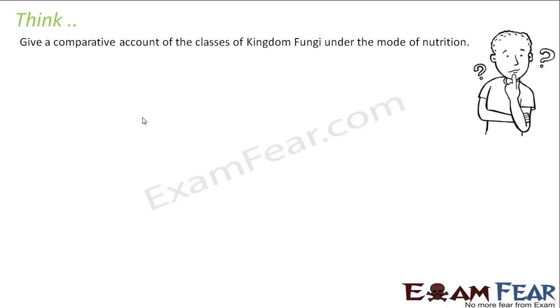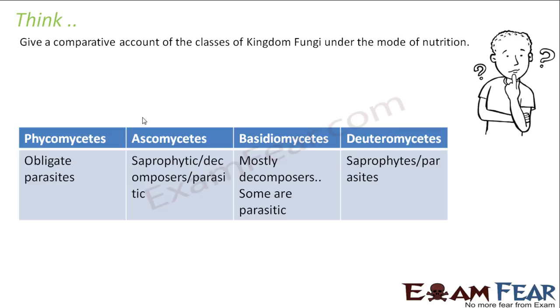Give a comparative account of the classes of kingdom fungi under the mode of nutrition. Now, we spoke about the different types of fungi based upon their modes of reproduction and their structure. That's because that is where the main difference lies. Now, can you compare them all based upon their nutrition? So, let's have a look. Phycomycetes, they are obligate parasites. That means they need some other organisms to complete their life cycle. So sometime or the other they need another organism.